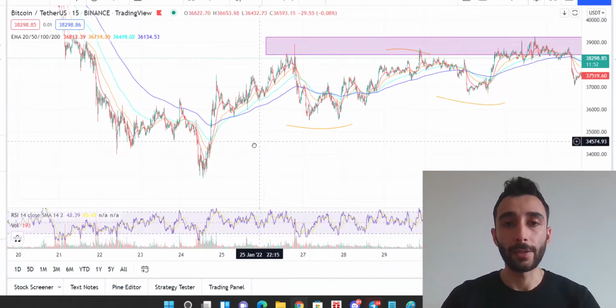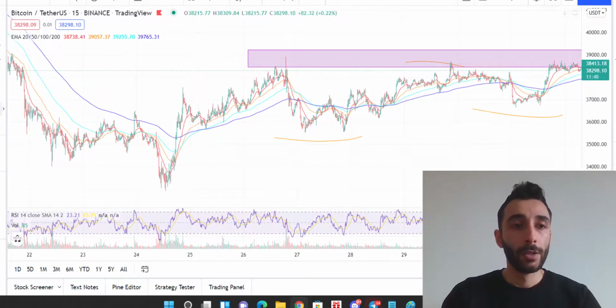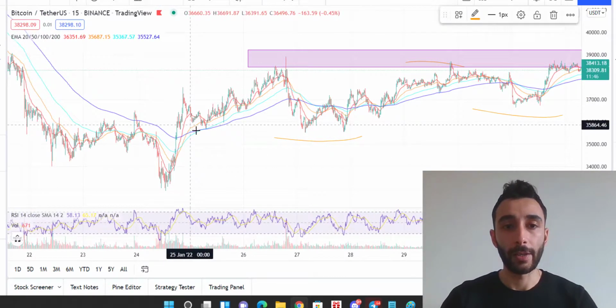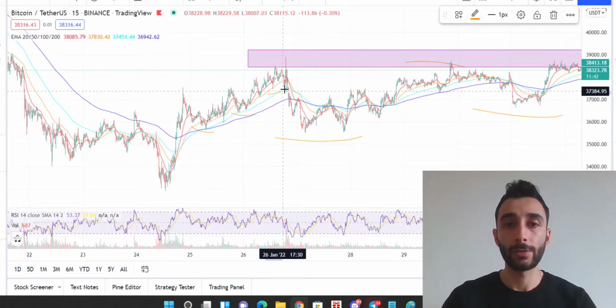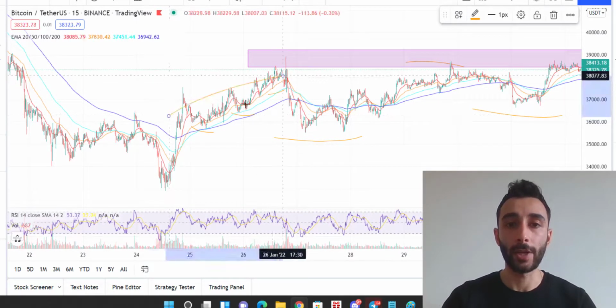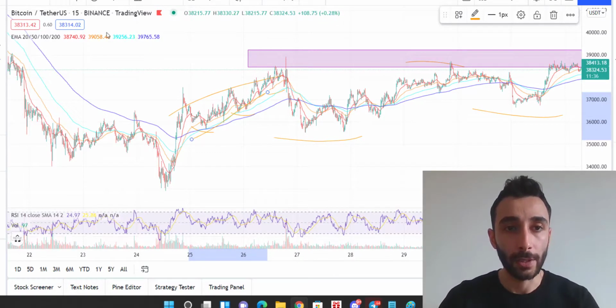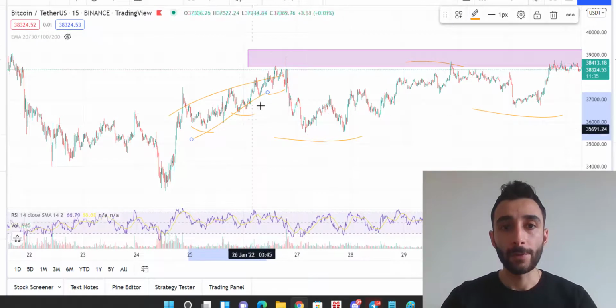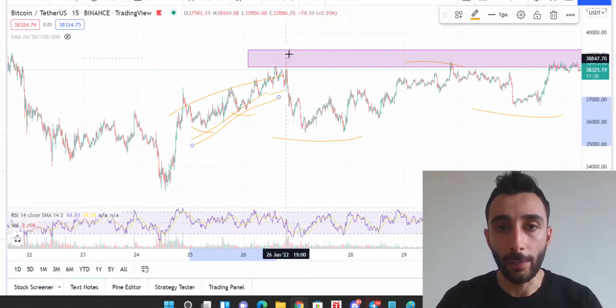Right here, guys, is a perfect example, right? In the same place, what we're doing is making higher lows, higher lows, higher lows, higher highs, and we are going in a channel. This is a channel. Let me just hide those lines for you because I don't want to make it complicated. We are going in an uptrend channel, and we have a potential resistance.